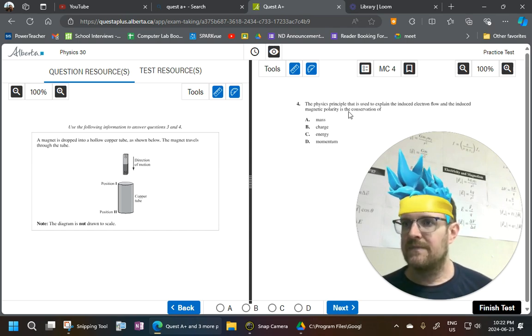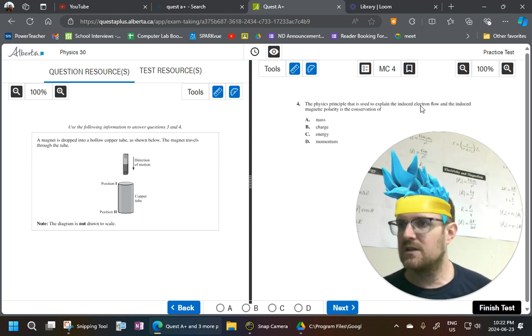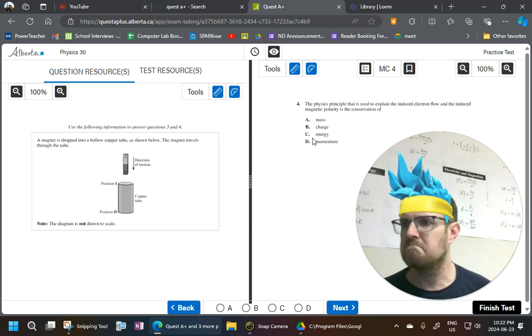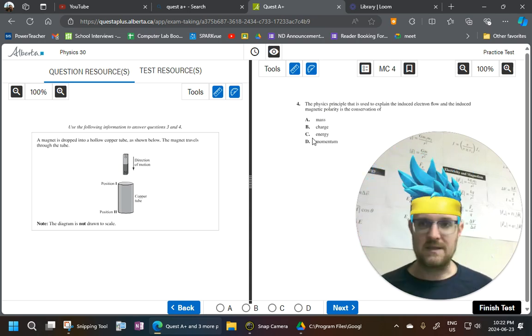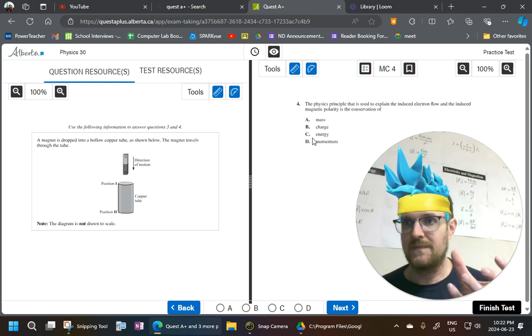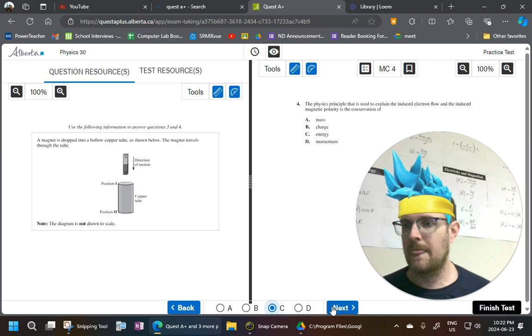We got another one. The principle to explain the induction is conservation of energy. You can't get energy from nothing, right? So you can't just produce this energy from somewhere. For this electrical energy that's being made here, it's just got to be conservation of energy. Right.